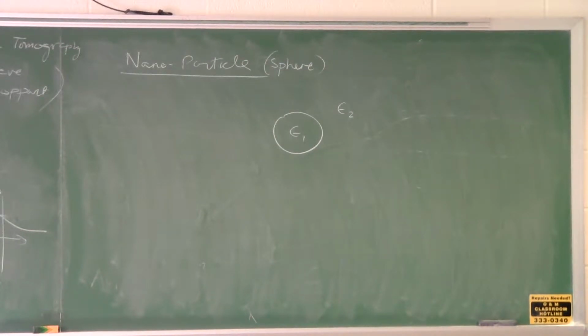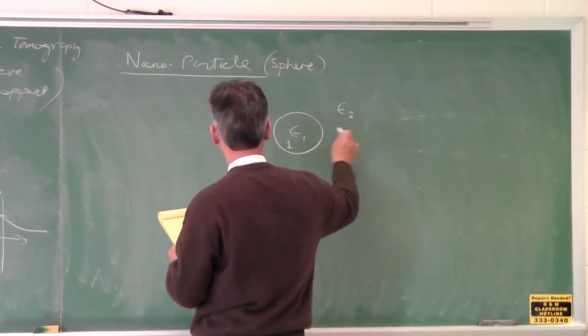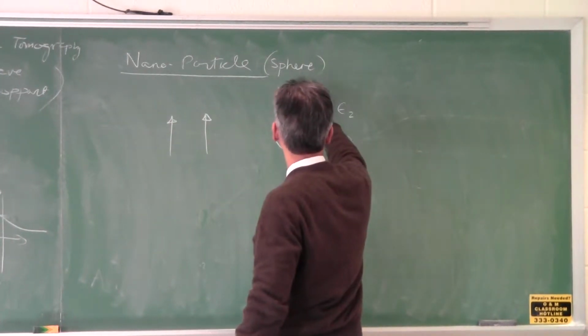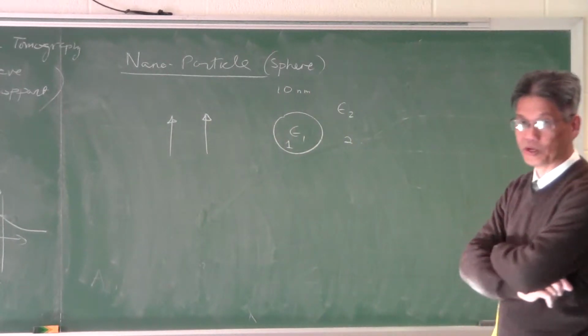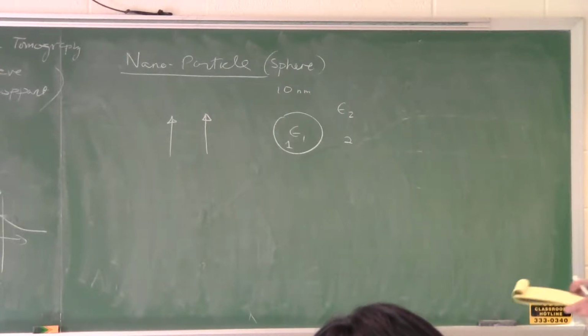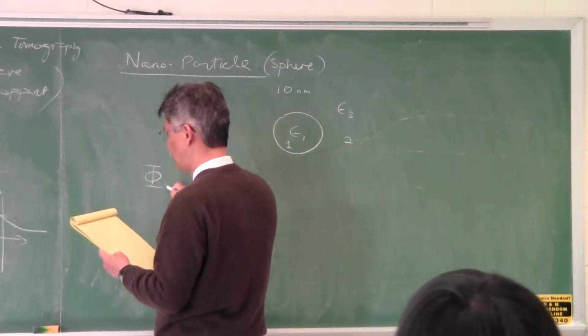So if I have this spherical nanoparticle and I want to excite it with an electric field, this is region 1, this is region 2, and there's an electric field coming in. This is on the order of say 10 nanometers, much smaller than the wavelength, so small that I can use quasi-static electromagnetic theory to analyze this problem. I ask myself, in the long wavelength limit, what is the solution? So I can solve Laplace's equation instead of Maxwell's equations in their full glory.